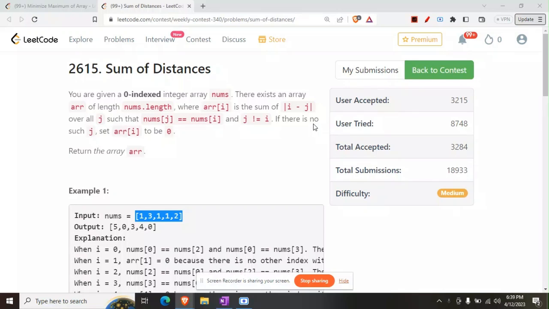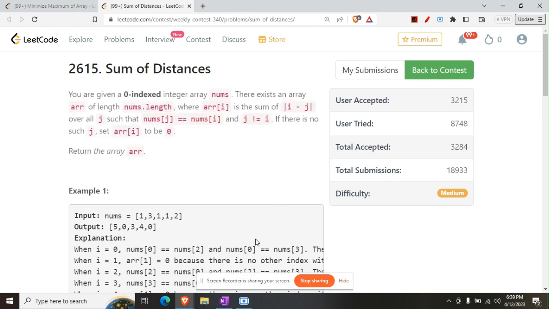Hey there, today we'll be doing this question that appeared in Leetcode weekly contest 340, 2615, sum of distances. The given question statement is we are given a zero-indexed integer array nums. There exists an array arr of length nums.length where arr[i] is the sum of |i - j| over all j such that nums[j] equals nums[i] and j is not equal to i. If there is no such j, set arr[i] to be 0, and we need to return the array.